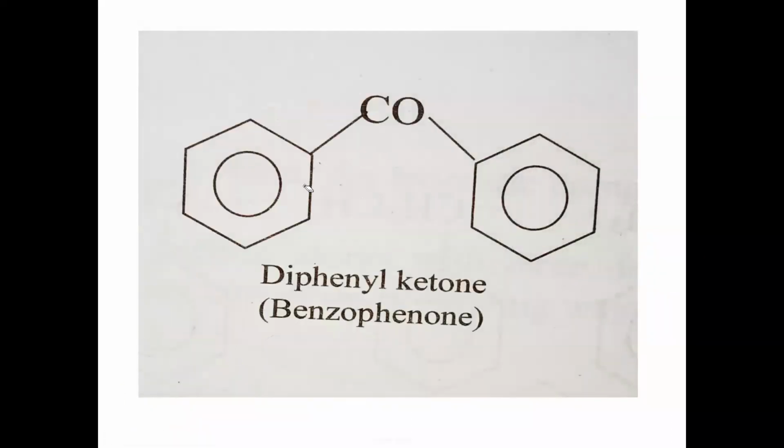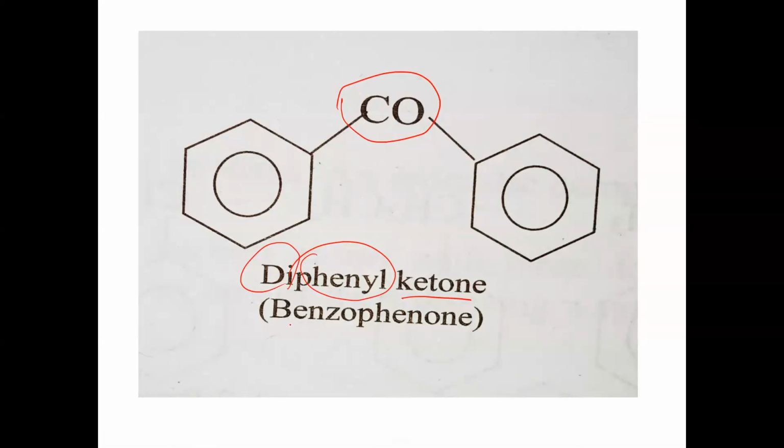Next. Here, between the two benzene rings, there is a ketone group, the C double bond O. In this case, we say there is one phenyl group on one side of the ketone. On the other side of the ketone group there is also a phenyl. Totally two phenyl, so diphenyl ketone. Previously we said methyl phenyl ketone, now it is diphenyl ketone.